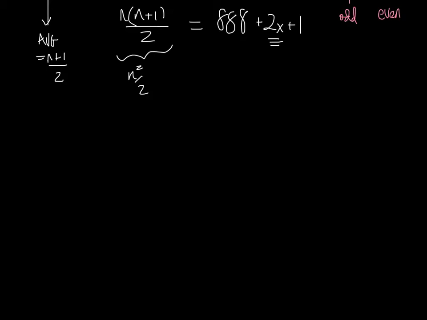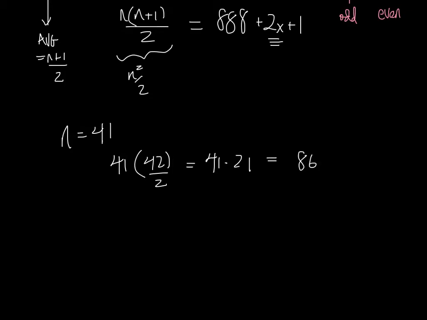Okay, then let's start with 45. That's too big. I was going to start with 41. Okay, so 41 times 42 over 2 is 41 times 21. We worked that out in our spare time, and we got 861. That is too small.